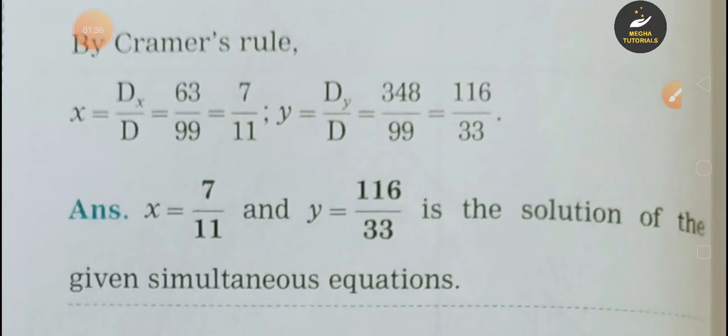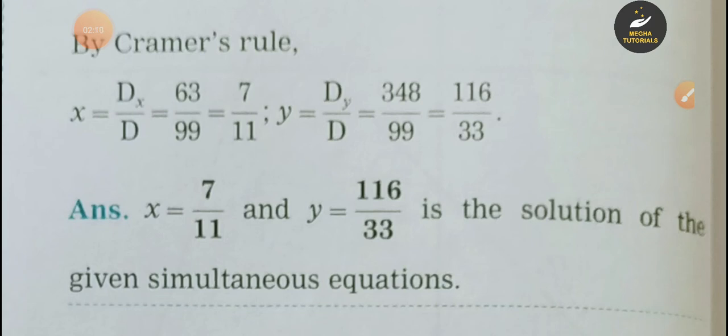Then using Cramer's rule, x is equal to Dx upon D, which is 63 upon 99. The common factor is 9, so you will get 7 upon 11. And y is equal to Dy upon D, which is 348 upon 99. The common factor is 3, so we will get 116 upon 33. So the solution for the given equations is x is equal to 7 upon 11 and y is equal to 116 upon 33.